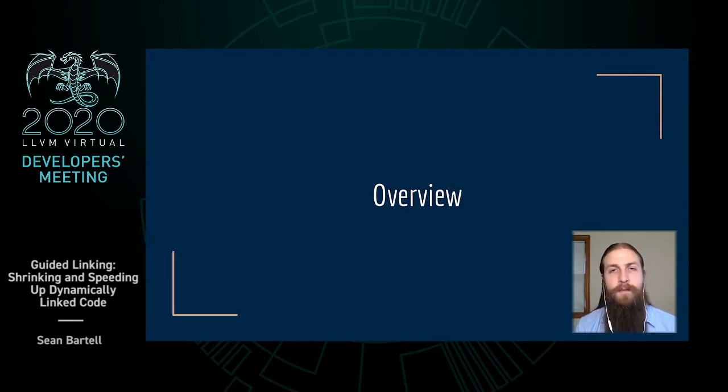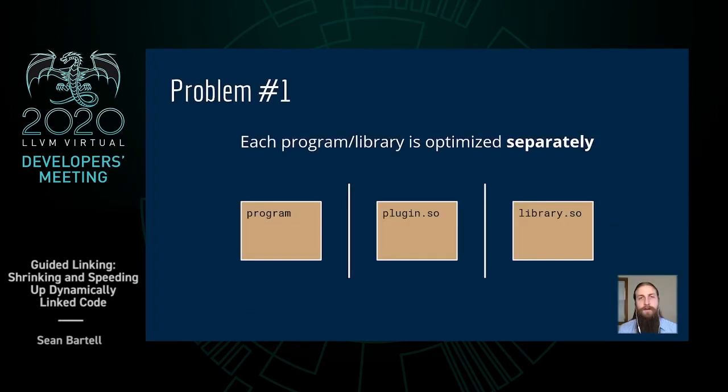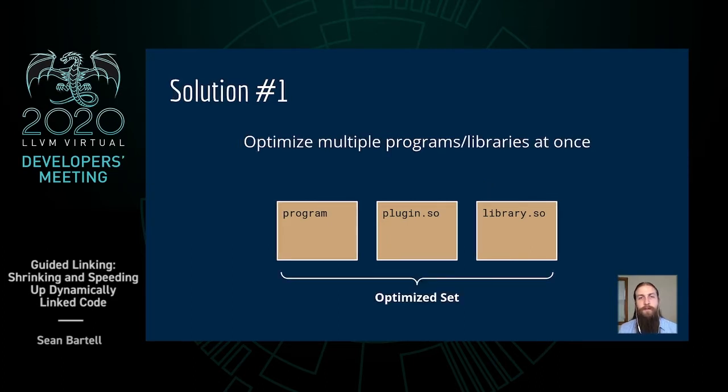There are basically two problems that prevent us from doing the optimization I just showed. The first problem is that when LLVM optimizes code, it only sees one program, plugin, or shared library at a time. When we're working on a program, the code for any shared libraries it uses isn't available. The solution here is for the developer to compile a set of programs and libraries in bitcode form and apply the guided linking tool to all of them together as one unit. We call this set of software the optimized set. This is sort of like an extension of LTO. Note that if there are any static libraries involved, they'll already have been linked in at this stage.